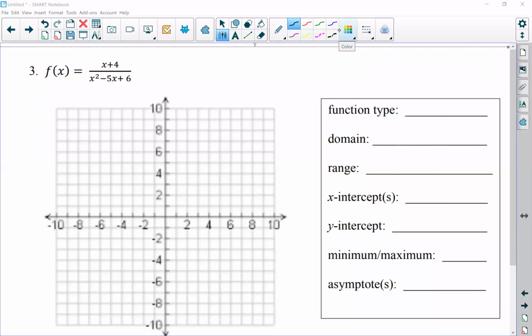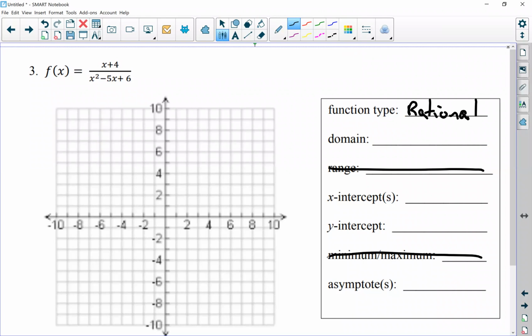All right, problem number 3. This is a rational function. We will deal with the domain in a little bit. We're not going to worry about the range. We're not going to worry about a minimum or a maximum.